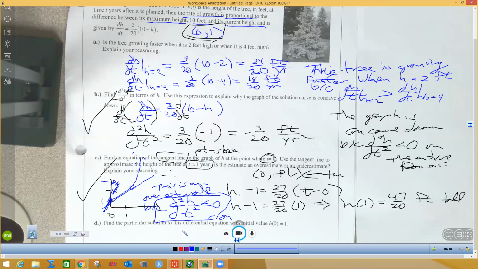All right, next problem says, find a particular solution to this differential equation, h of 0. Find a particular solution to this function.